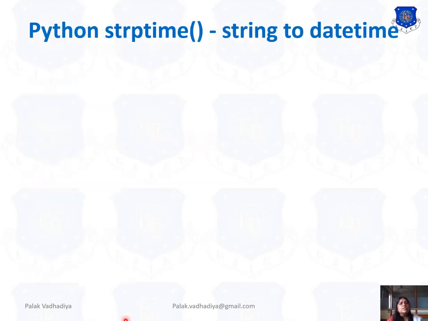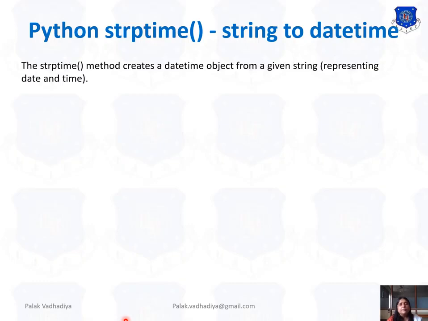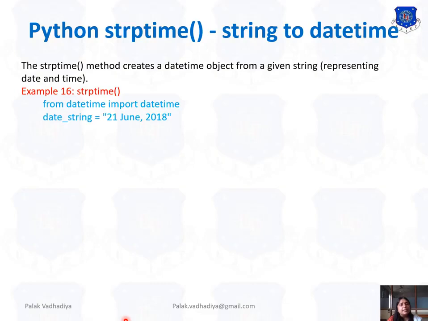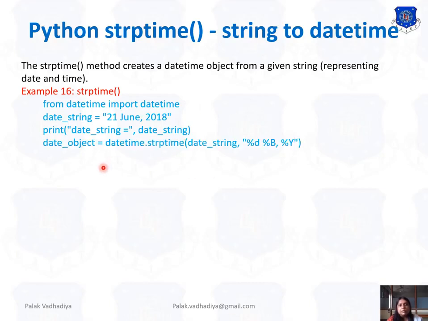Now the last one is strptime. Let's discuss with one example. First we want to import datetime. Now I specify this as a string, 21st June 2018, and then I print this string, and then I use strptime. So first of all I have to specify the string name. The name of that string is date_string.